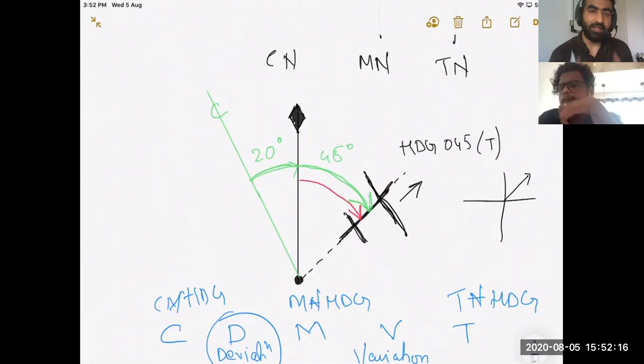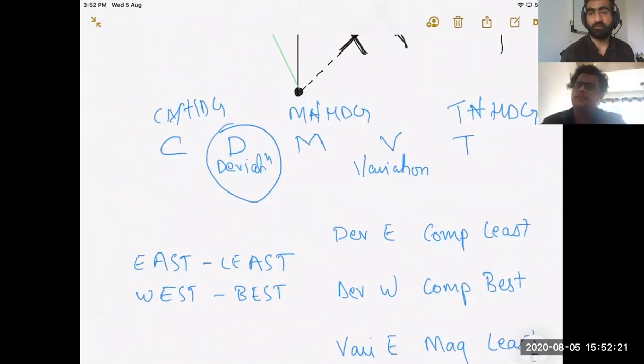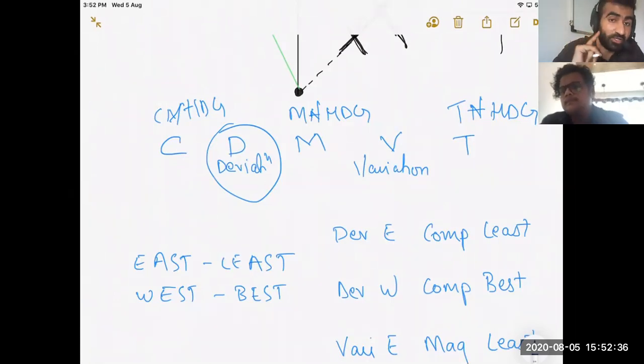Now, I need either variation or deviation to find magnetic heading. One of those two I need, or else I will not get my magnetic heading. Do you know what is available with the pilot? With the pilot, both things are available. Deviation is available on the chart, correction on the compass card, and variation is always mentioned on the navigation charts. Whenever you are following a route on the chart, they will show you variation, whether it's in the east or in the west.